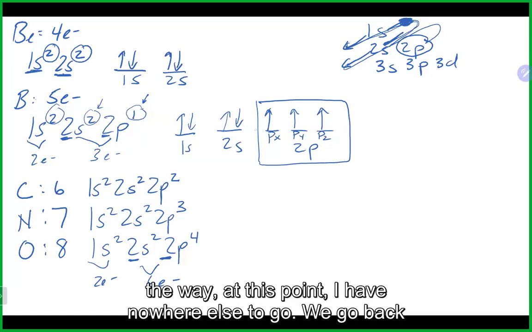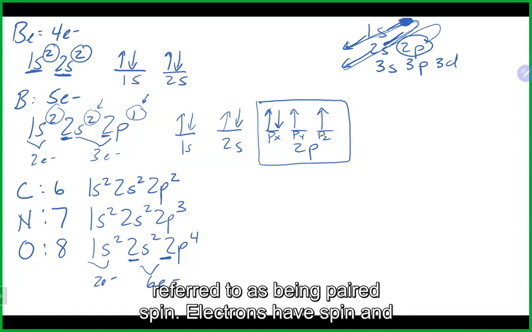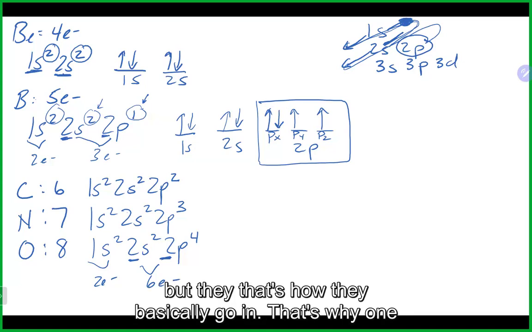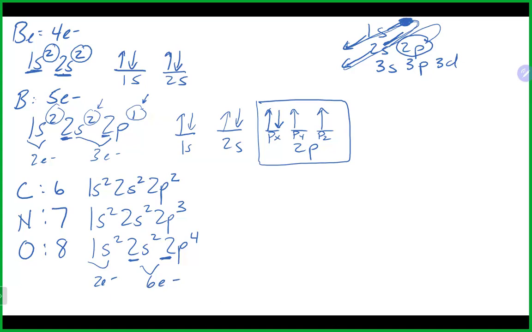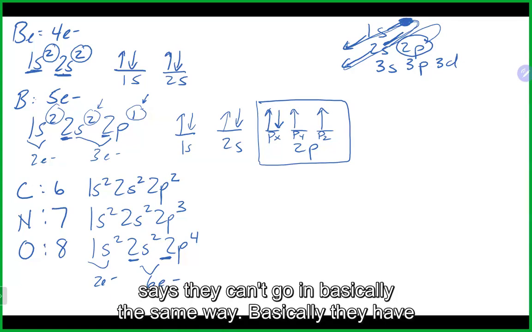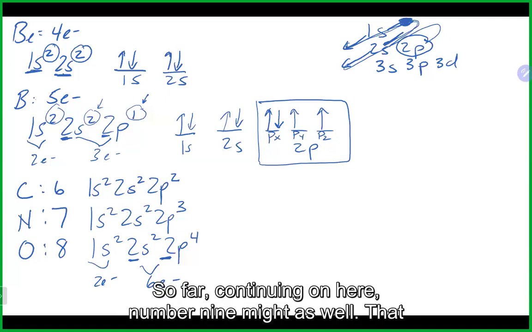By the way, at this point, I have nowhere else to go. We go back to the left, and we go in the opposite direction, which is referred to as paired spin. Electrons have spin, and they have quantum numbers, which is not important for our class, but that's how they basically go in. That's why one goes up, one goes down in the paired position inside an individual orbital. It's what's known as Pauli's exclusion rule, which says they can't go in basically the same way. Basically, that's going the opposite way.